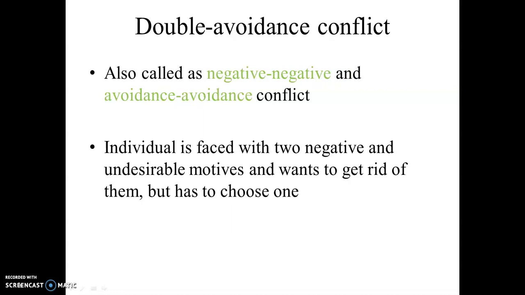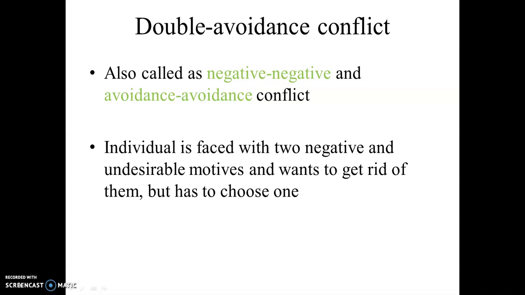Next type is double avoidance conflict. Just like the previous one, it is also known as negative avoidance conflict. Now here again, two options are available to the individual, but both of these options have negative valence for the individual. They have negative value for the individual. Both of these options are undesirable needs and motives of the individual. But the individual is restricted to choose any one of these.